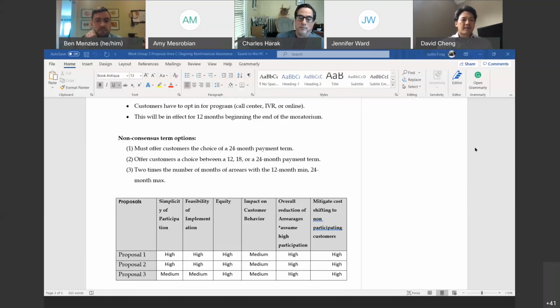Last thing is, we also had Southwest Gas in our team, and they're not currently under the rule of the minimum 12-month payment plan, and so they are proposing that the minimum should be an 8-month payment plan, which is the rule they're currently operating under. I think that concludes my presentation.